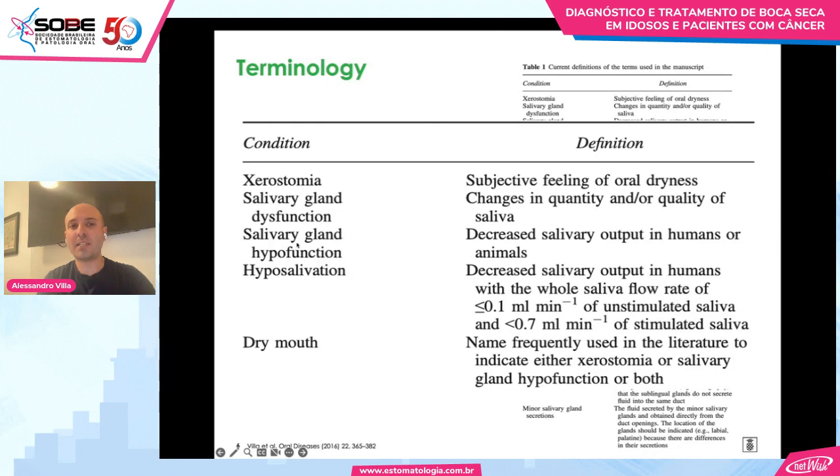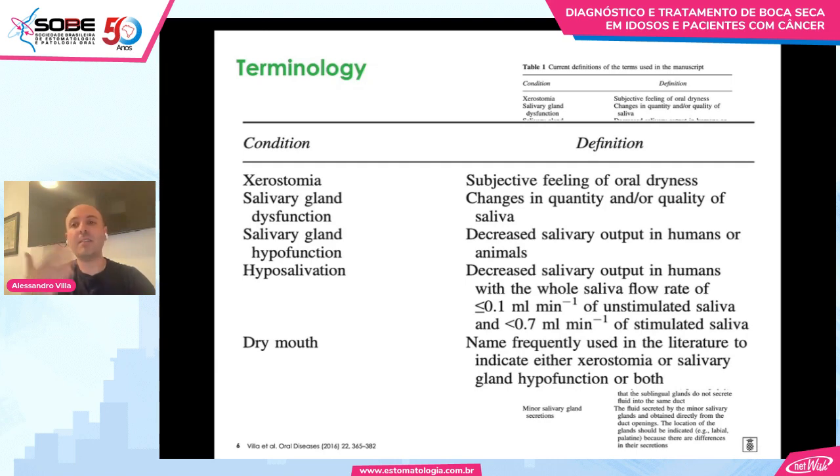Patients may present with salivary gland hypofunction, which is an objective decrease of the salivary output, either in humans or animals. And hyposalivation is instead defined as a decreased salivary output when we measure the salivary flow rate, and this is less than 0.1 milliliter per minute when we measure unstimulated saliva. Usually this is done by asking a patient to spit saliva in a container and then measure the weight over a specific period of time.